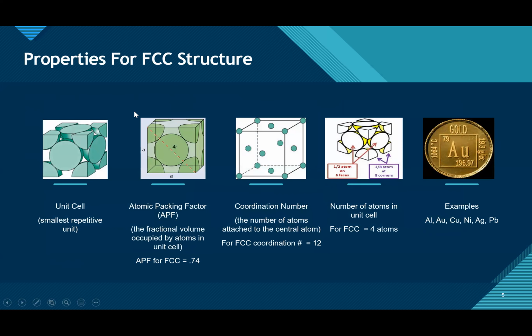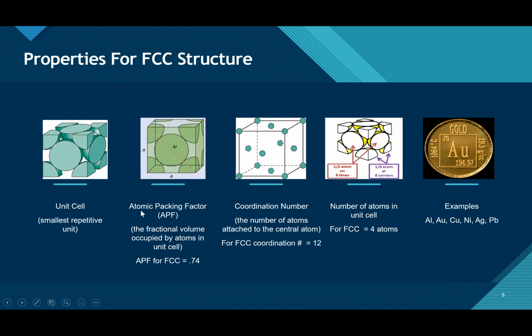Since we have different structures, it makes sense to study the different properties that each structure has. A few important characteristics that we should focus on for studying any metallic structure start with the unit cell. The unit cell is the smallest repetitive unit in the structure. That means we can't cut or divide the unit cell anymore if we want to get the same structure or the same repeat pattern. The unit cell for the FCC looks like this, and we're going to talk about it in the later slides.